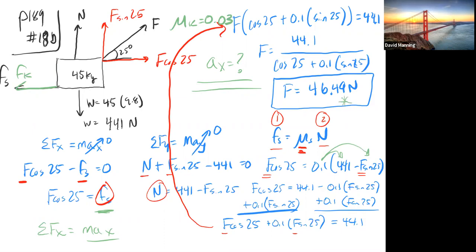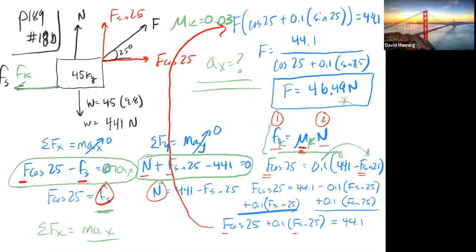You essentially have the same equations, except this one is going to be max. You still have this equation, which doesn't change. And then Fk equals mu k times the normal force. Those are your three equations. So let's see if you can find the acceleration at your seats.